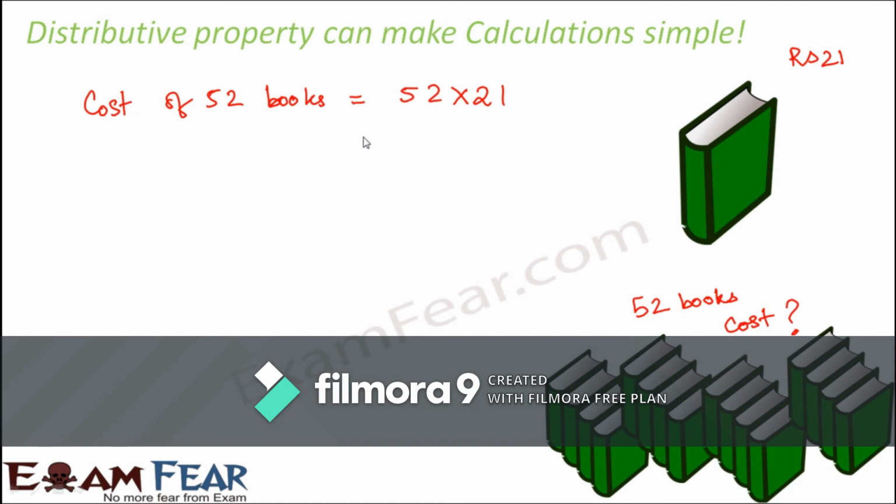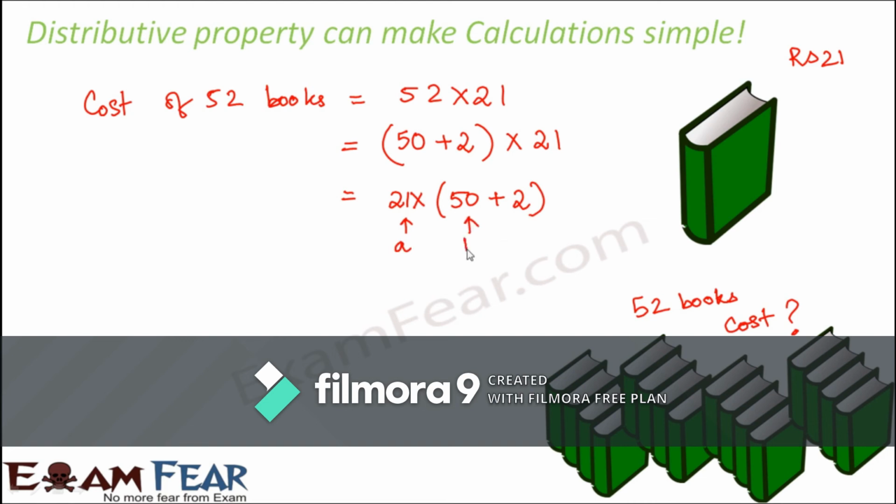Now, doing this multiplication can be a tedious task. So what do we do? We try to make use of the distributive property. This 52 can be written as 50 plus 2. You put it in brackets, multiplied by 21. So now what do you have? You have it in the format of distributive property. Remember the format of distributive property: A into B plus C.